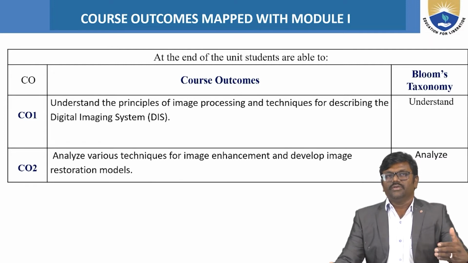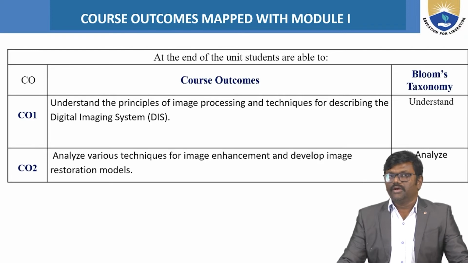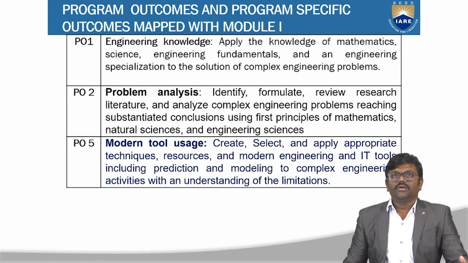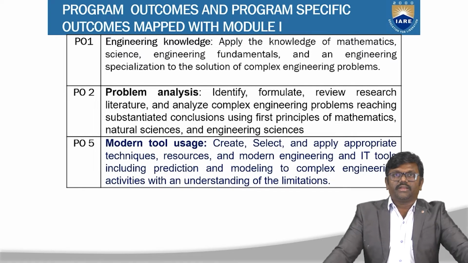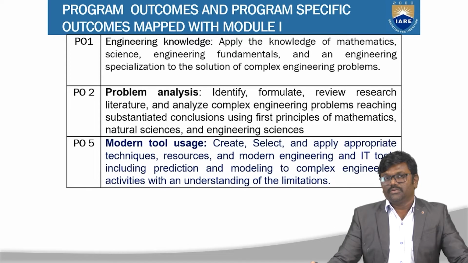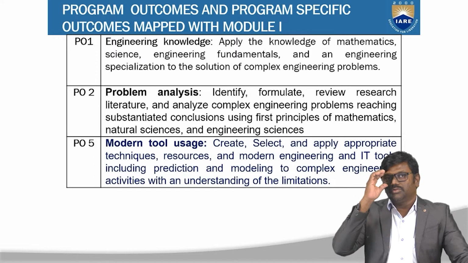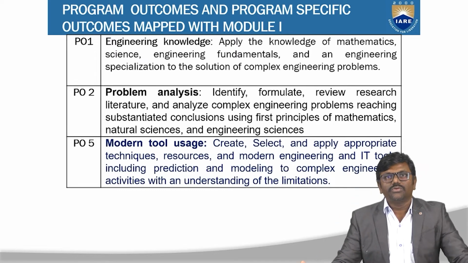That means in CO2 we extend from module 1 to module 2, so the topics may achieve not only the understanding level of Bloom's taxonomy but also the analysis level. Coming to the point, we want to understand the program outcomes and program specific outcomes mapped with module 1, where so far we have gone through the course objectives mapped with the course outcomes.